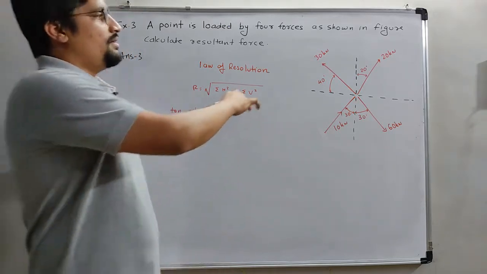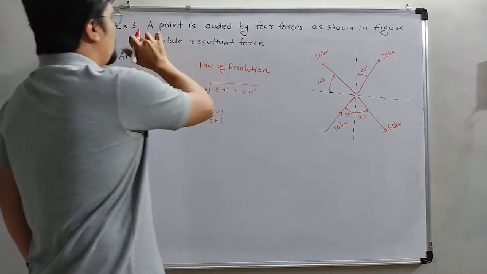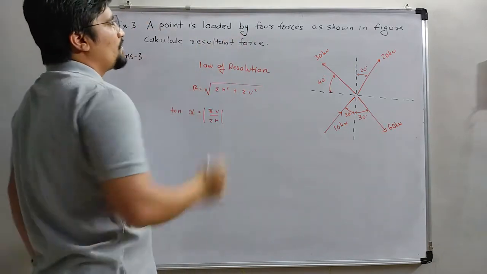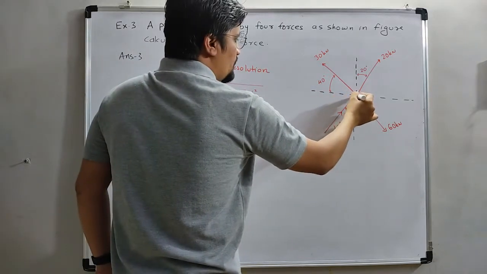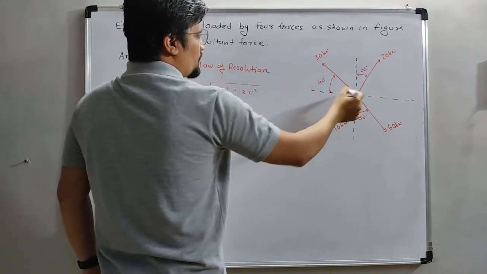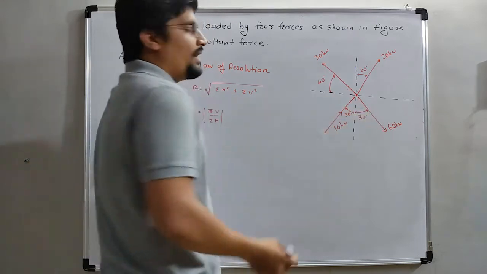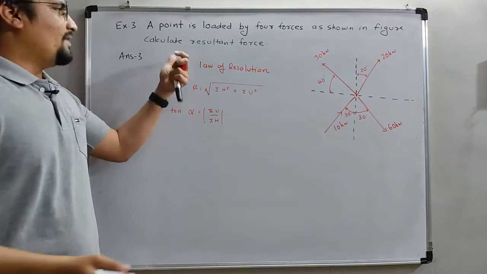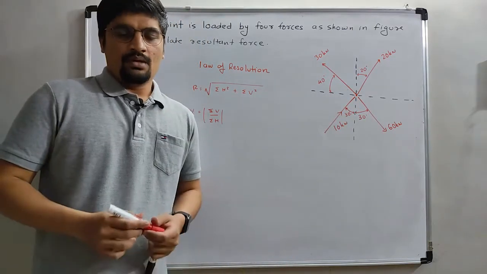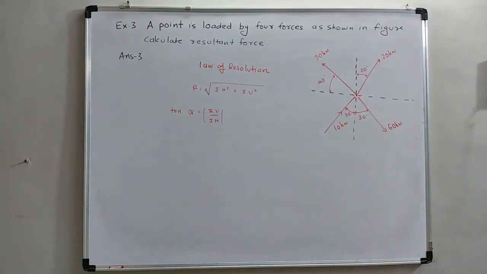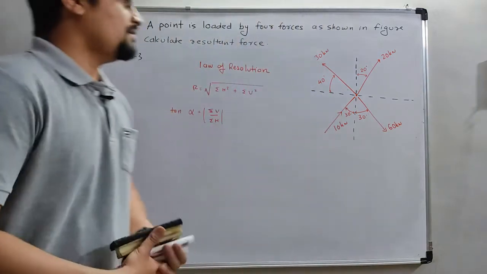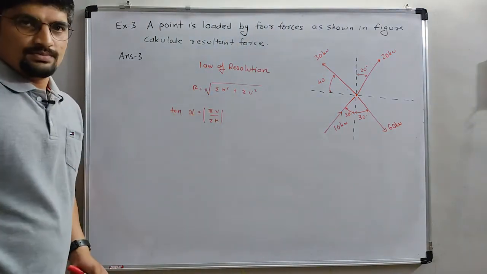In this example, it is written that a point is loaded by 4 forces, meaning this is one point which is loaded by 4 forces 1, 2, 3 and 4 as shown in the figure. Calculate the resultant force. Now the question will arise: how to find the horizontal and vertical forces.